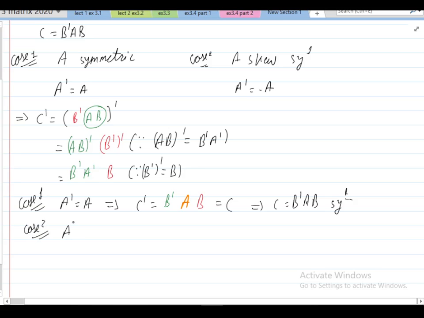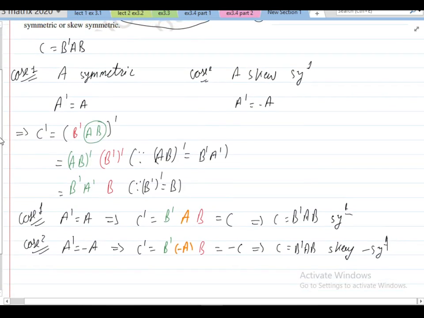Now case number 2: A' is equal to minus A, therefore C' will be B' A' B, that is B' (minus A) B, which is equal to minus C. So C will be skew symmetric. So the symmetricity of B' A B depends on the symmetricity of A. If A is symmetric, B' A B will also be symmetric, and if A is skew symmetric then B' A B will also be skew symmetric. Done.